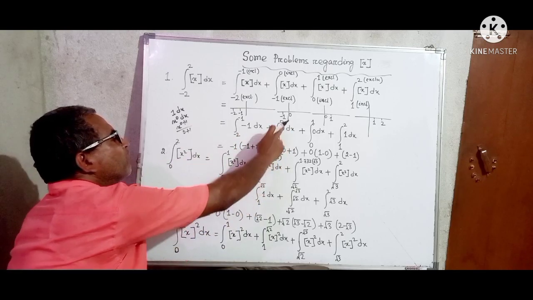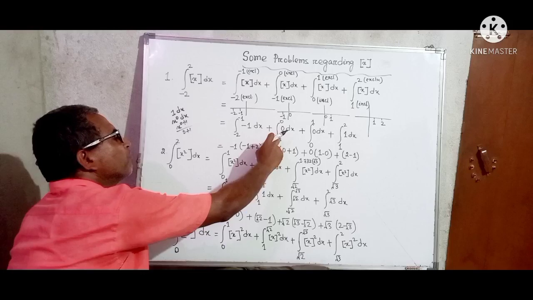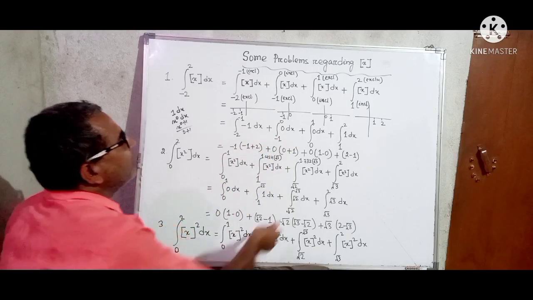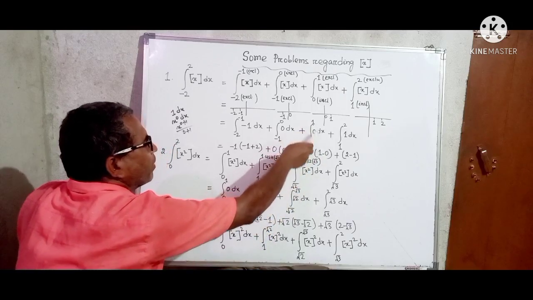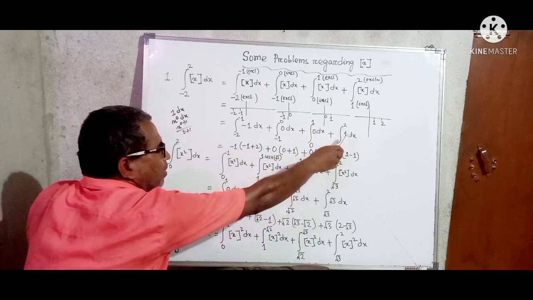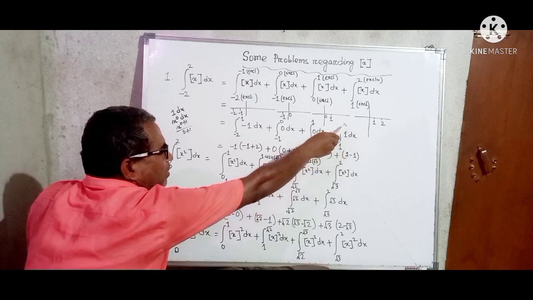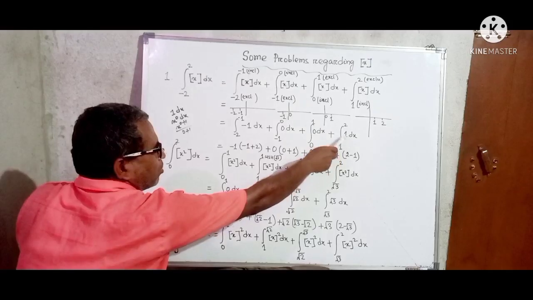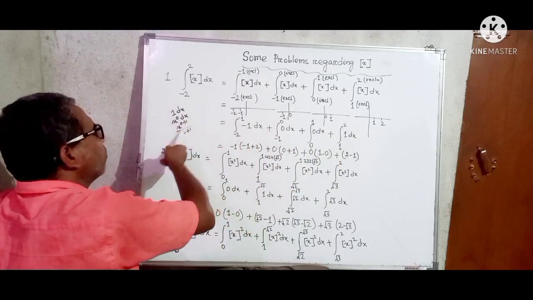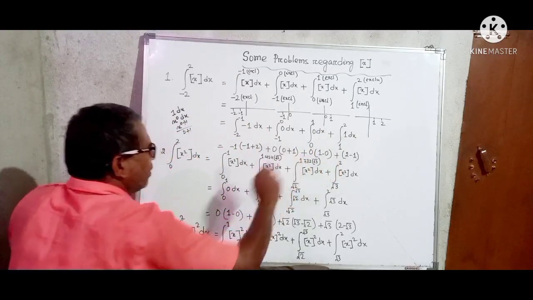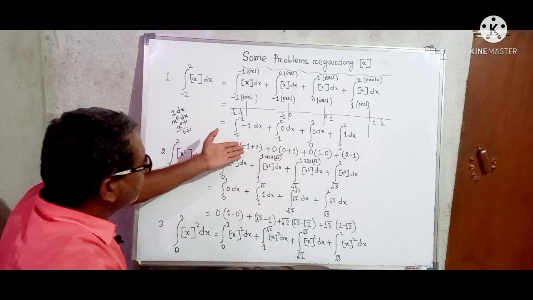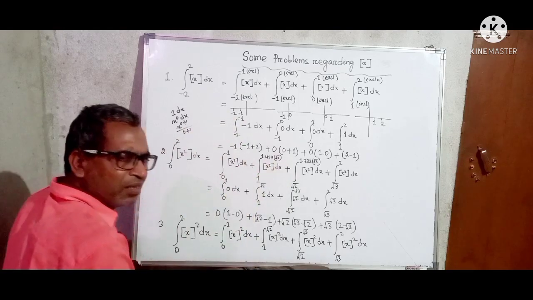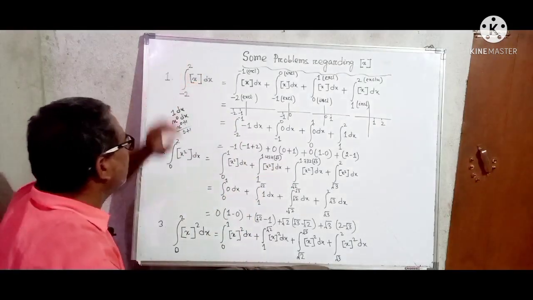Similarly, 0 into 0 minus minus 1, that is 0 plus 1. Similarly, here 0 into 1 minus 0. Plus 1 into 2 minus 1, simply. Here 1 is x to the power 0. Put in the formula, 2 minus 1. Then after calculation, you can get the values of this.